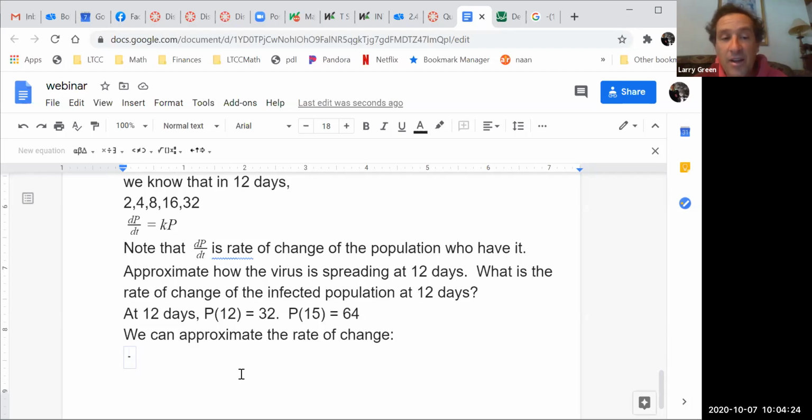So if we want to approximate the rate of change, we take the slope of the secant line, which is very simple: y2 minus y1, so 64 minus 32, divided by 15 minus 12. And that is equal to 32 over 3. And 32 over 3 is a little more than 10, right? 10.66666. How about 67? So what that tells you is that on day 12, we better be prepared for admitting, or at least testing, around 10 or 11 people entering the hospital with COVID. Any questions on that?